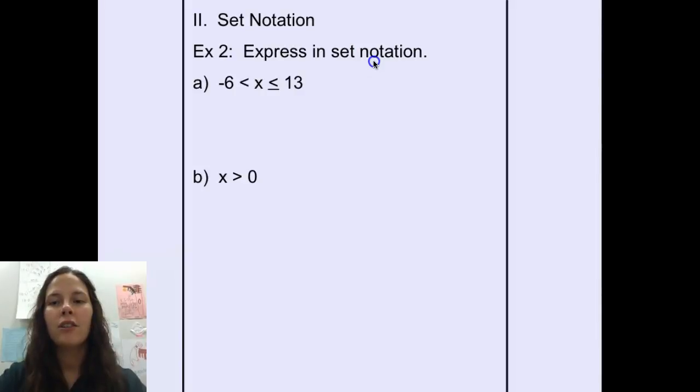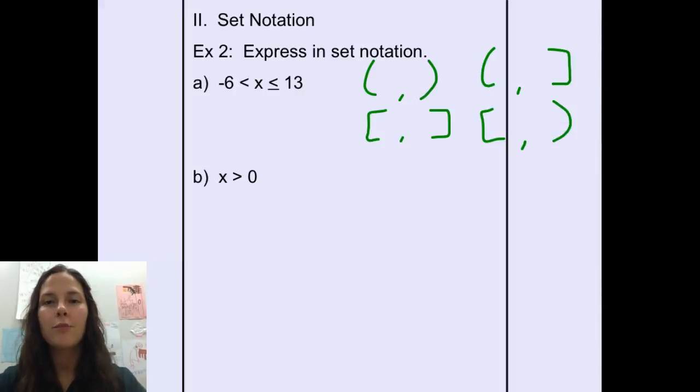Set notation either involves parentheses or brackets. They can also be mixed. What the parentheses represent is a less than or greater than. Brackets represent less than or equal to, or greater than or equal to. We also use parentheses if the infinity symbol is used when it's a single inequality versus a double inequality.